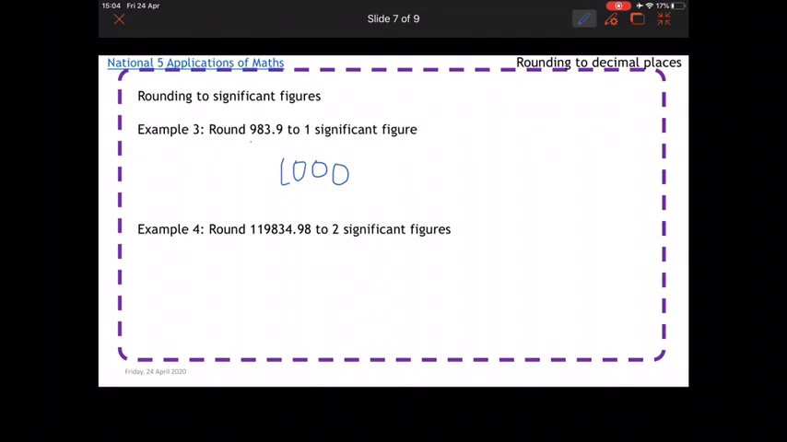Okay. Next one. So we're going to round 119,834.96 to two significant figures. So count 1, 2. You're going to round in between the 1 and the 9. So 12, or 1, 2. And then what you've got to do is think about your place value. So that stands for 120,000.